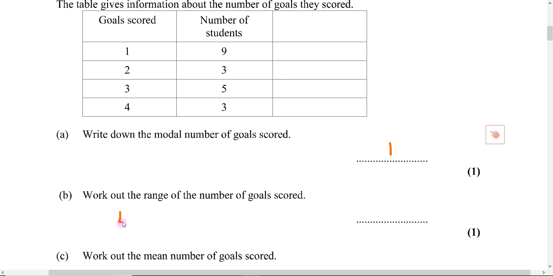Okay. Work out the range of goals scored. 3, because it's 4 minus 1. The maximum is 4, the minimum was 1, so 4 take away 1 is 3.